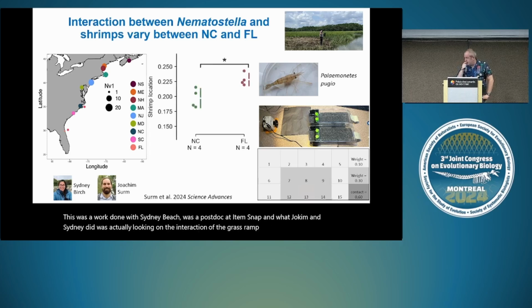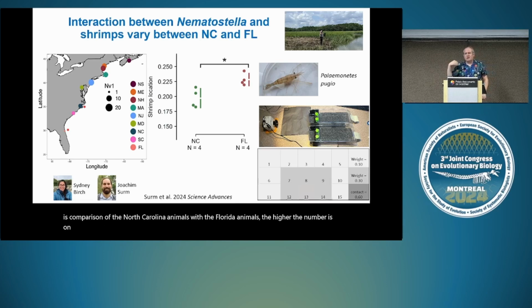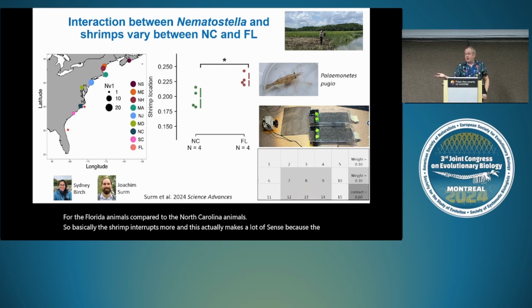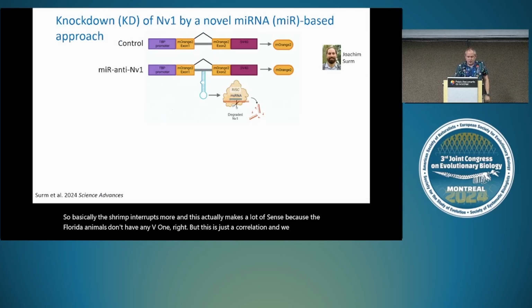This is a comparison of the North Carolina animals with the Florida animals. The higher the number on the y-axis, the more interaction you have between them. What you can see is that the interaction is significantly higher for the Florida animals compared to the North Carolina animals. So basically, the shrimp interacts more, and this makes a lot of sense because the Florida animals don't have NV1, right? But this is just a correlation, and we wanted to test it experimentally.